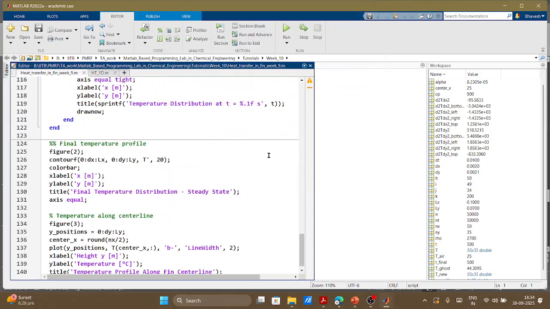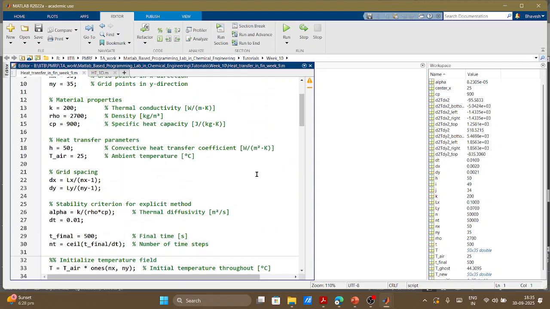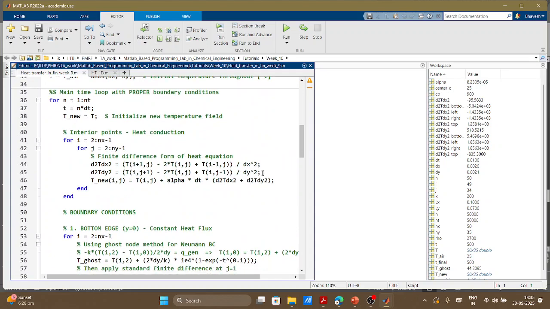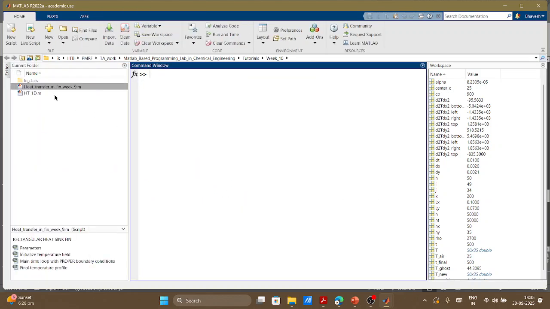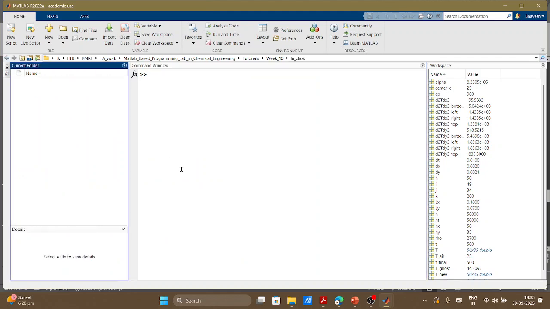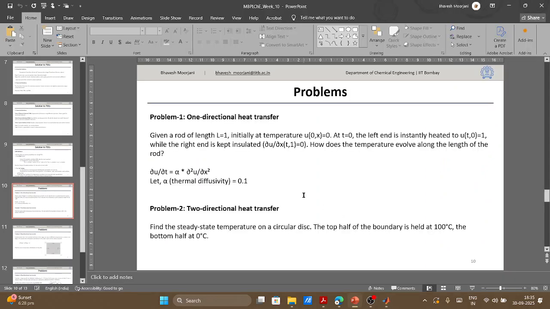But this whole part was based on the numerical method, where we put in our own code and did not rely on any Matlab function, right? But now in today's class, what we will do is solve partial differential equation problems with the help of Matlab, right?